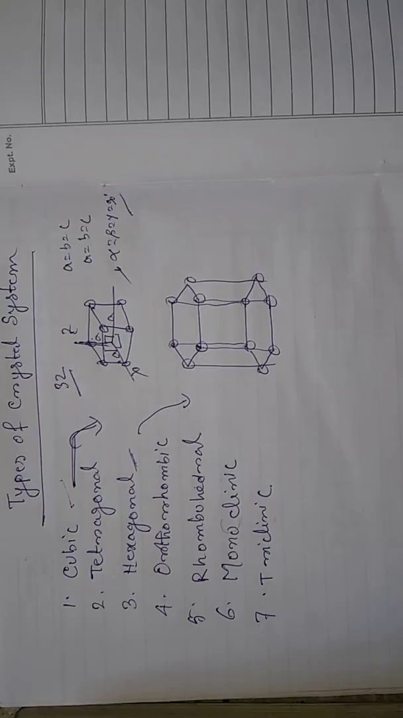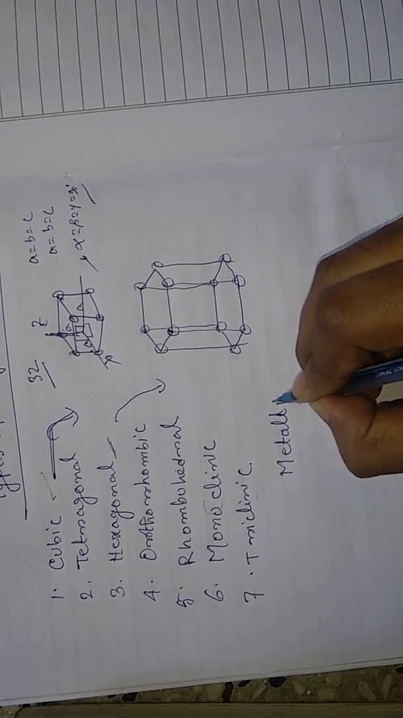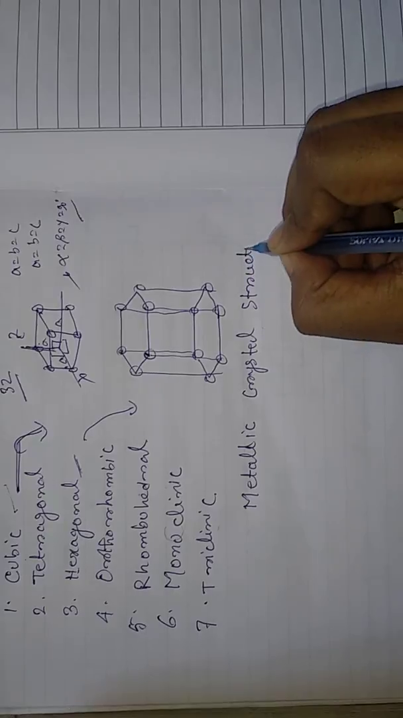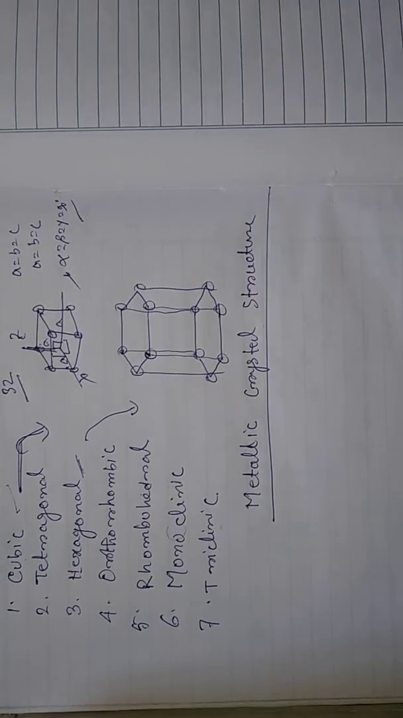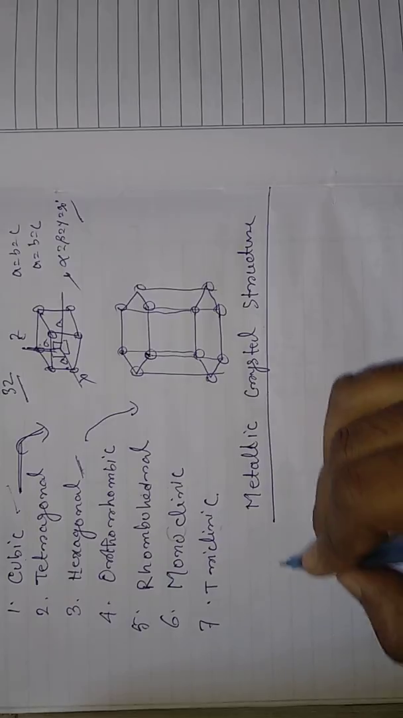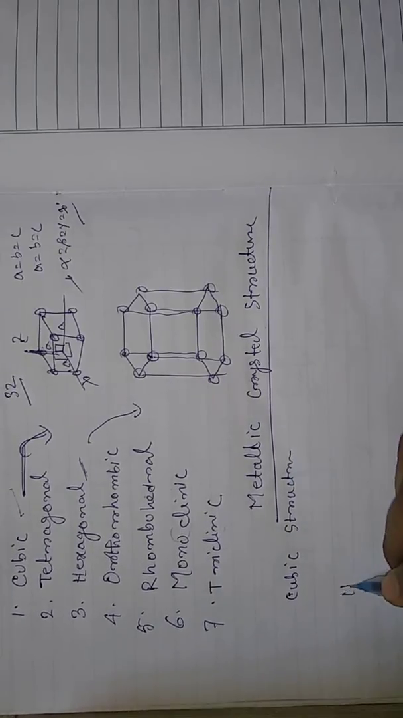If you look at the metallic crystal structure, the next topic is the metallic crystal structure. The unit cell can be defined from different crystal structures. From that point of view, there are 3 different metal crystal structures: it can be a cubic structure, or it can be a hexagonal structure.